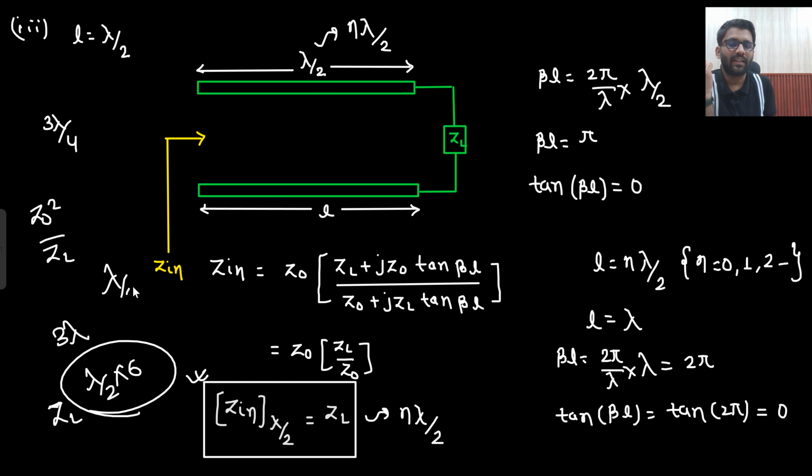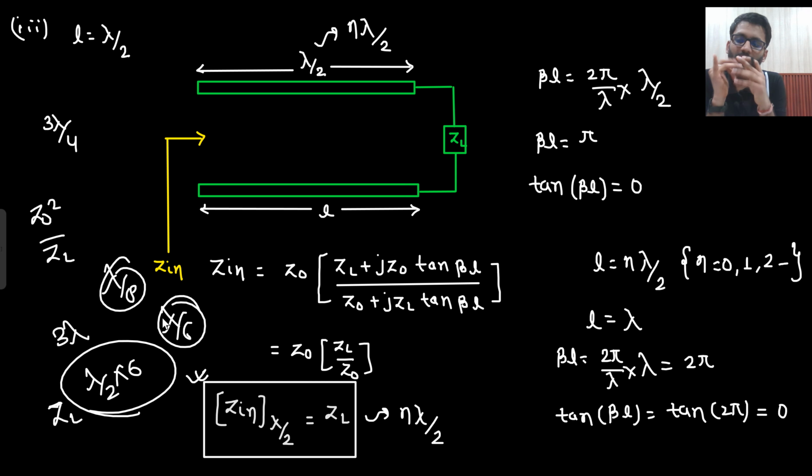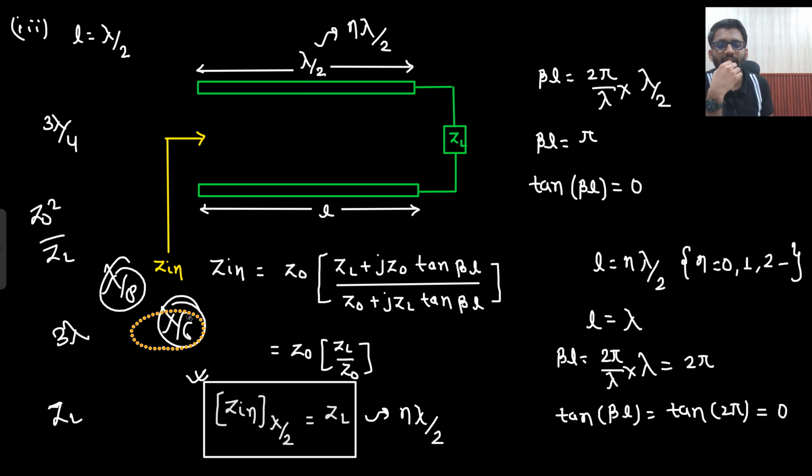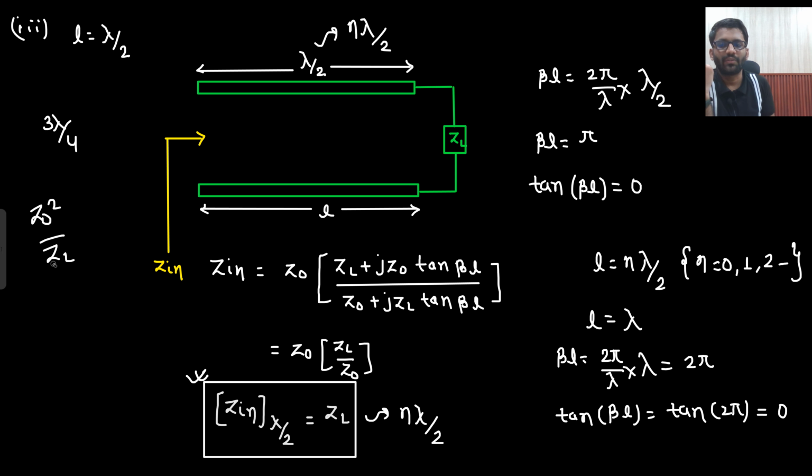But if the length was lambda by 8, then you need to calculate. If the length was lambda by 6, then you need to calculate. What we are studying? We are studying for odd multiple of lambda by 4 and any multiple of lambda by 2. These two cases only we remember. Is that clear to you? Right? So certainly we are going to write down everything that we need to remember in one page only.